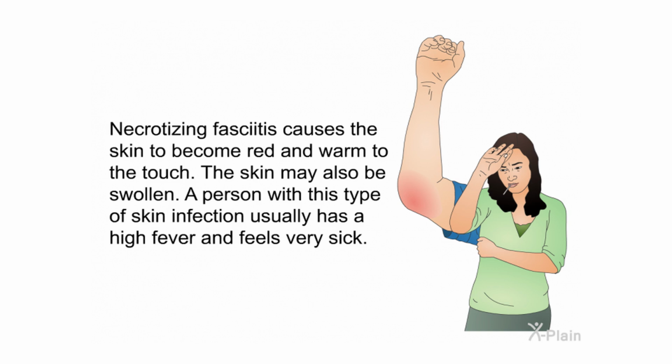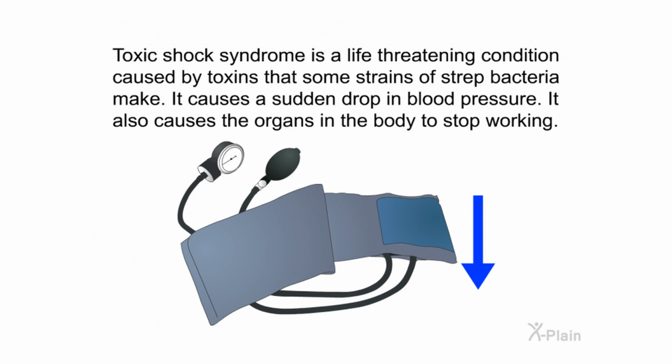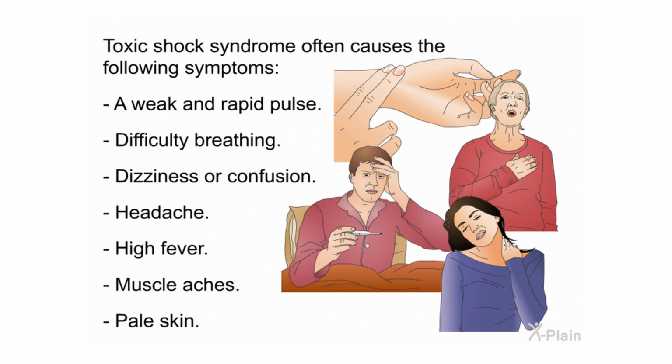Necrotizing fasciitis causes the skin to become red and warm to the touch. The skin may also be swollen. A person with this type of skin infection usually has a high fever and feels very sick. Toxic shock syndrome is a life-threatening condition caused by toxins that some strains of strep bacteria make. It causes a sudden drop in blood pressure. It also causes the organs in the body to stop working. Toxic shock syndrome often causes the following symptoms: a weak and rapid pulse, difficulty breathing, dizziness or confusion, headache, high fever, muscle aches, pale skin.